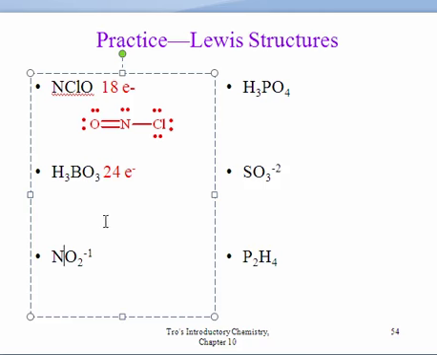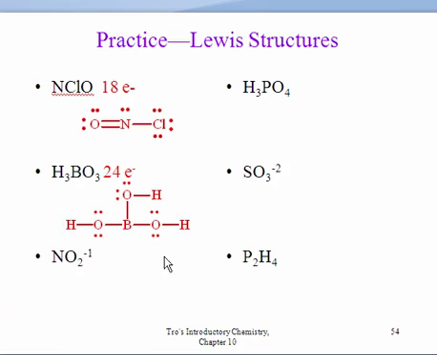Our skeletal structure is going to have our central atom connected to the oxygens, and then each oxygen is going to be connected to a hydrogen. Once we do that, 2, 4, 6, 8, 10, 12, we use 12 electrons in the covalent bonds, or the connection between these atoms, and so we have 12 more to work with. The remaining 12 are distributed as lone pairs.